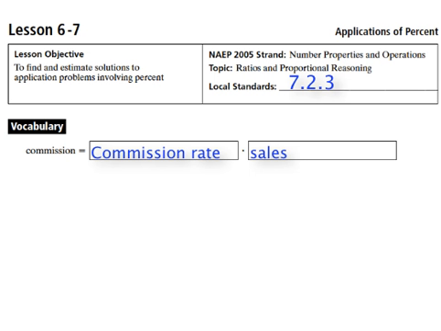Pause the video if you need more time to copy down the notes.